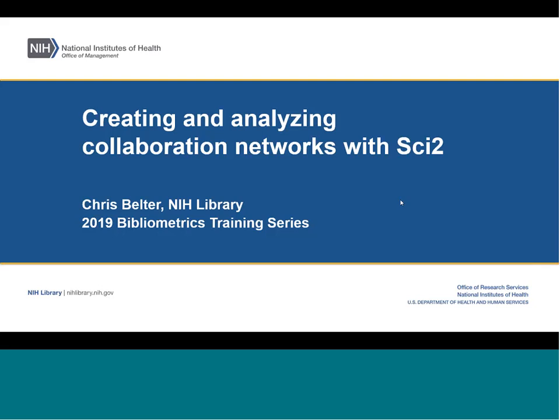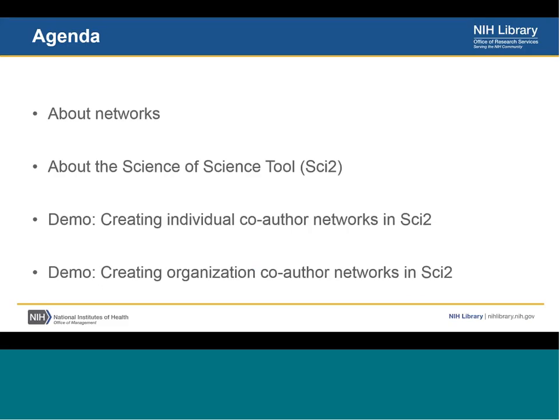This one is all about actually creating networks, and specifically collaboration networks, in the Science of Science tool. We're going to start off by giving you a crash course about network science and about networks in general: a brief introduction to some of the lingo of network science, and then a bit about some properties of networks that are really important in doing bibliometrics. Again, this is not going to be comprehensive by any means, but it's at least an introduction so you know what's going on.